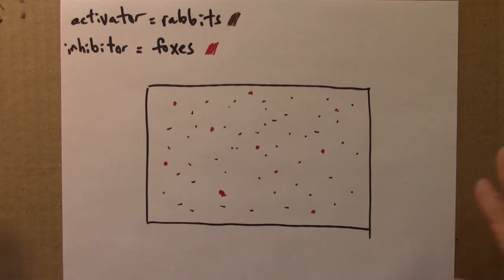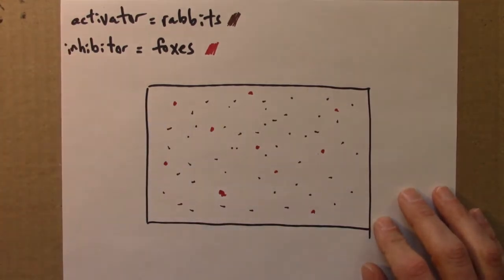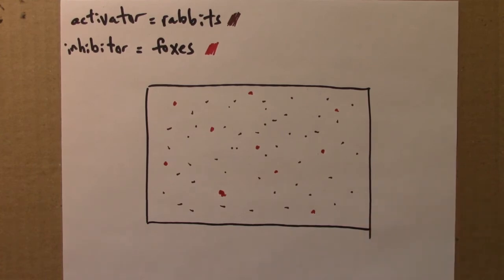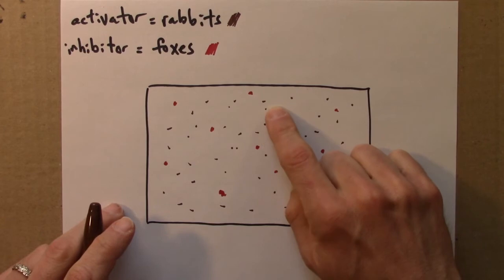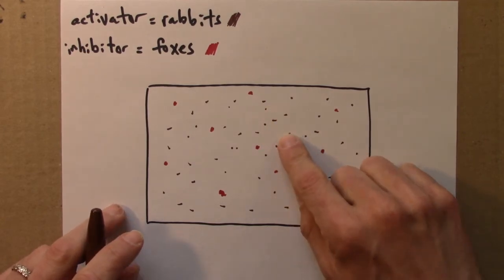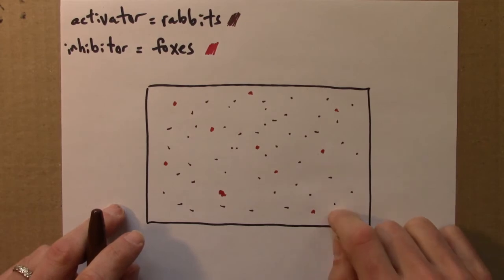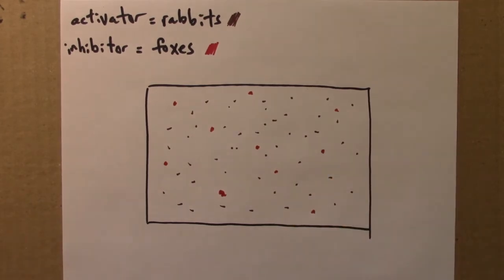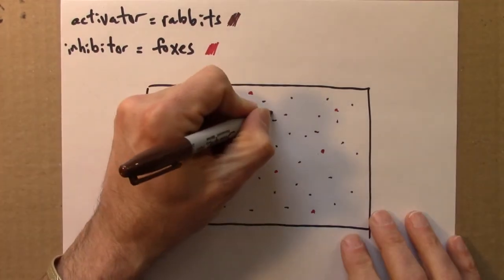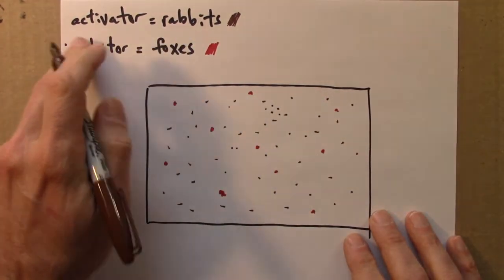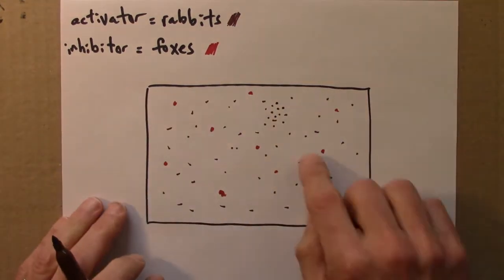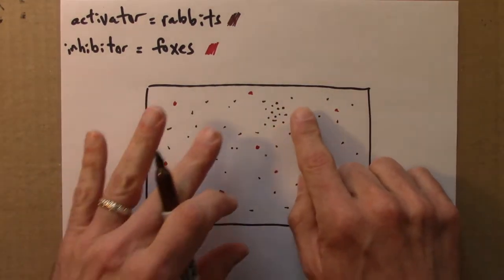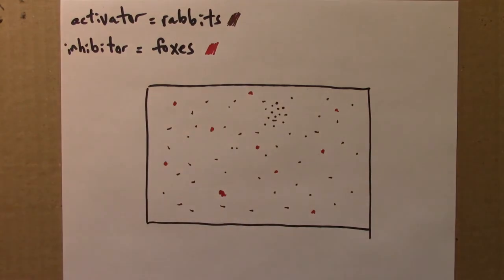However, for activator, inhibitor dynamics, that's not always the case. And so let me describe a little bit about why that might be. So let's say there's a region that just happens to have an unusually high density of rabbits, just a random fluctuation. We don't start with a perfectly uniform distribution of rabbits. So here there are rabbits, and when there are a lot of rabbits, there tend to be more rabbits. So the rabbits are an activator here, that rabbits make more rabbits. And so all of a sudden we see a high density of rabbits here, and we might expect that to diffuse out, and it will be diffusing.